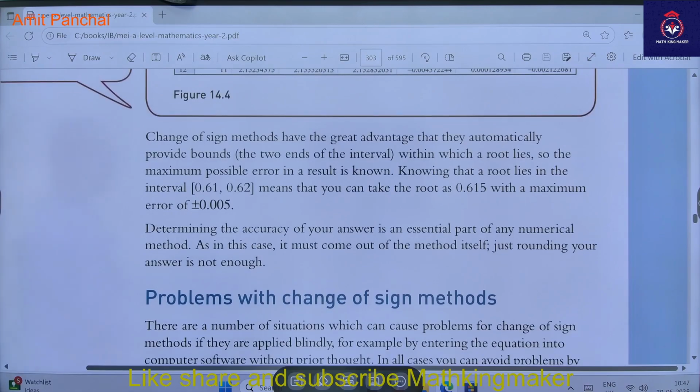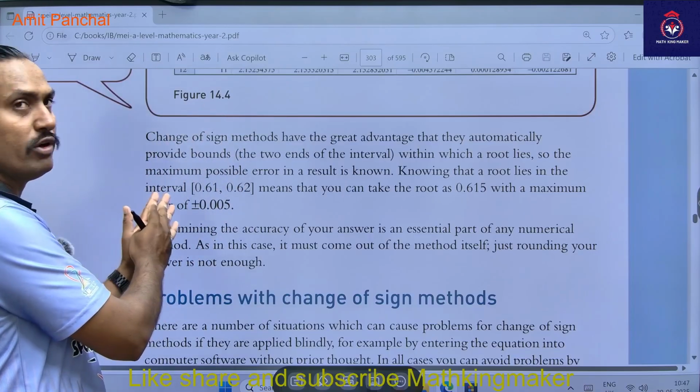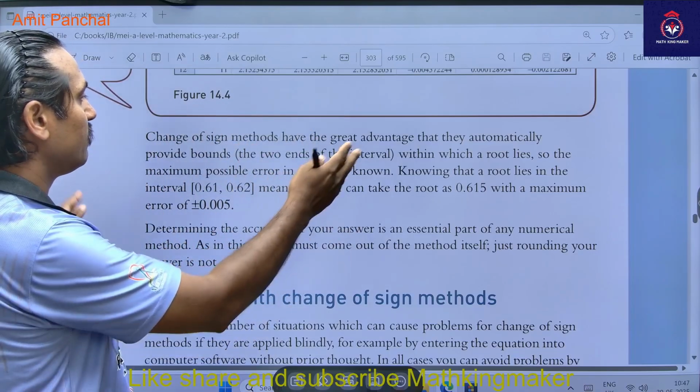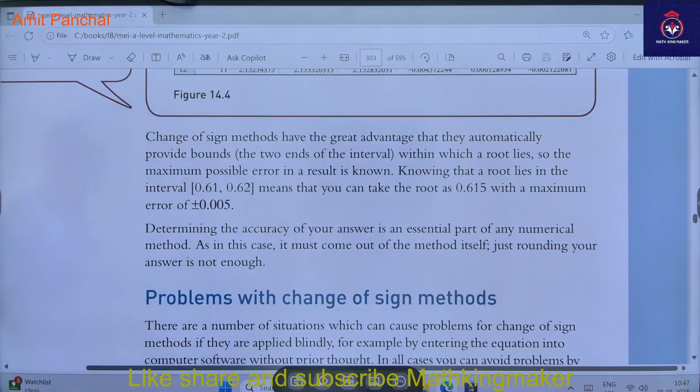So change of sign methods have the great advantage that they automatically provide bounds. Bounds means you have a lower bound as well as an upper bound within which a root lies. So the maximum possible error in a result is known. Knowing that a root lies in the interval means that you can take the root as 0.615 with a maximum error, so that is coming with the error. Because already I told you this will give you the approximate value, not the exact value.